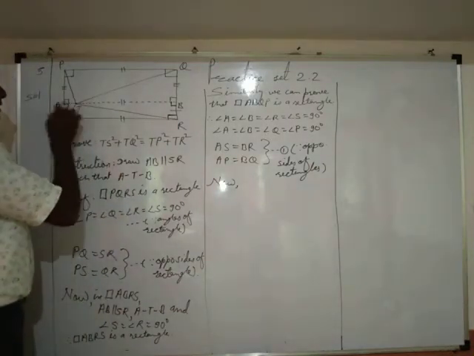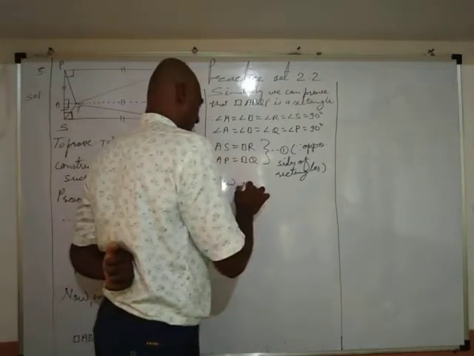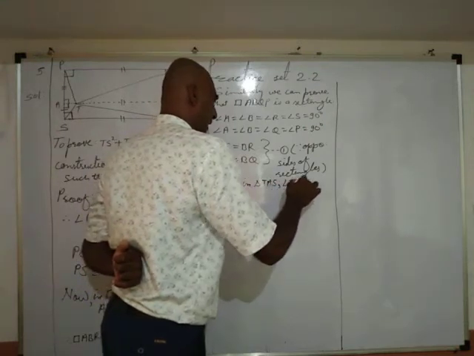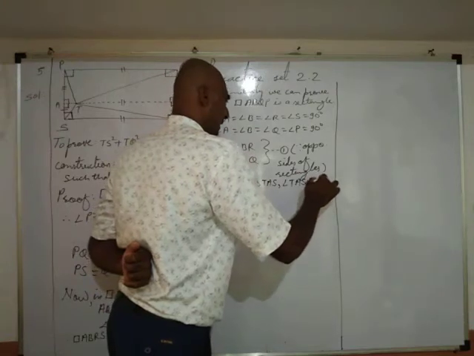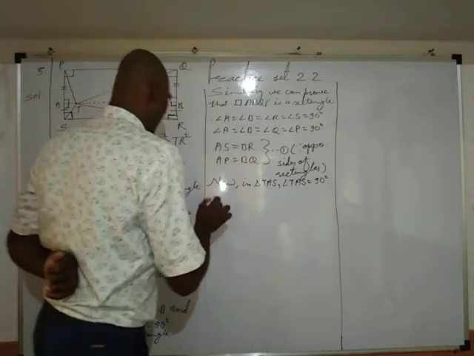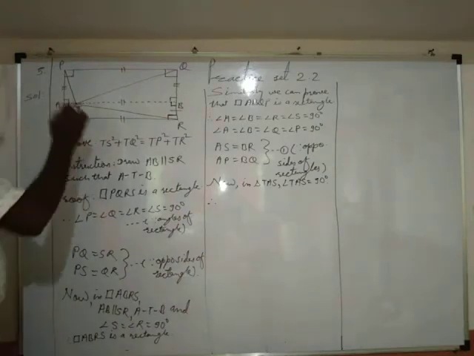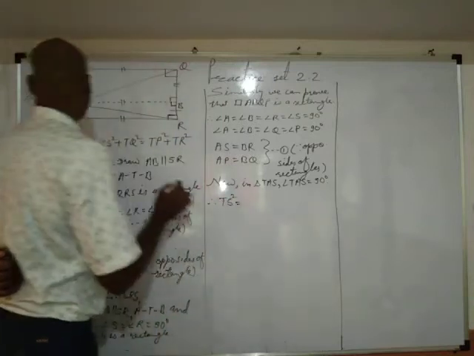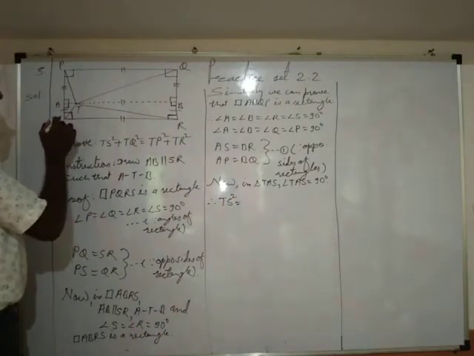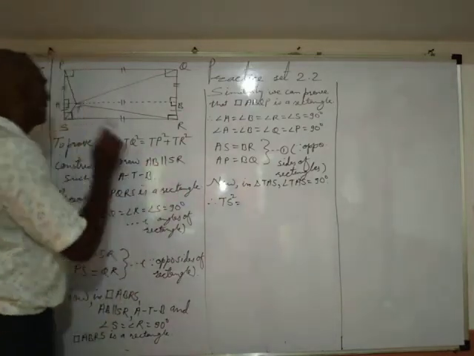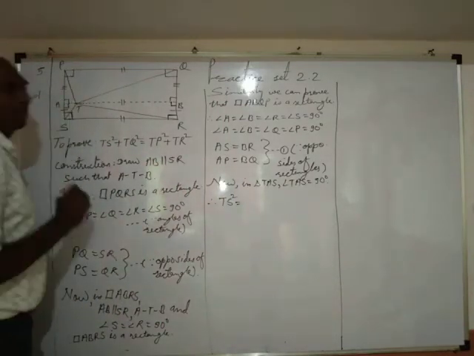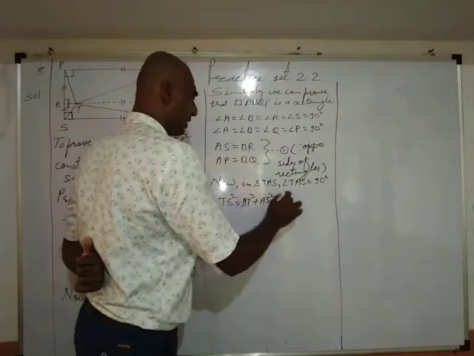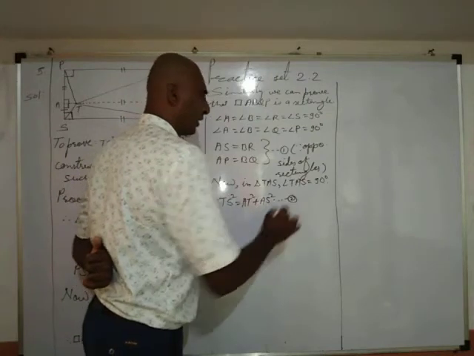Now in triangle TAS, angle TAS equals 90 degrees, and therefore TS square equals TA square plus SA square, or AT square plus AS square. Let's call it equation second.